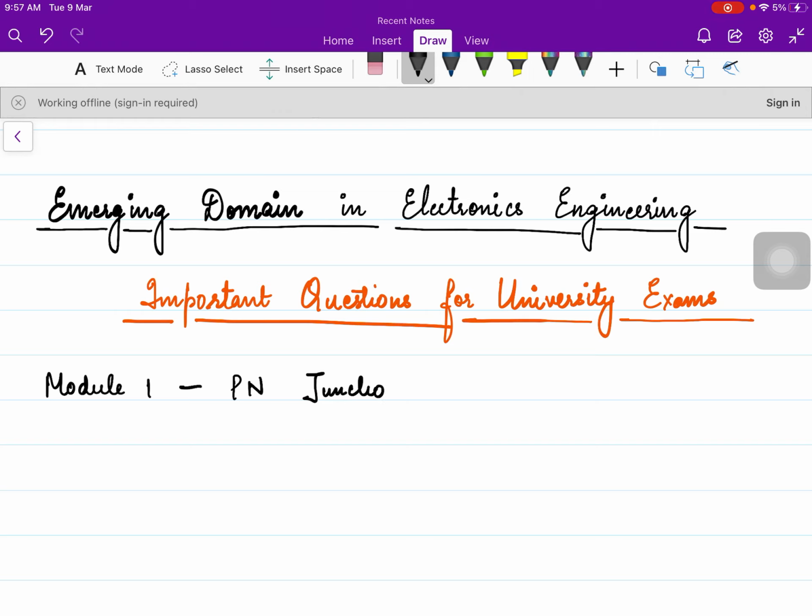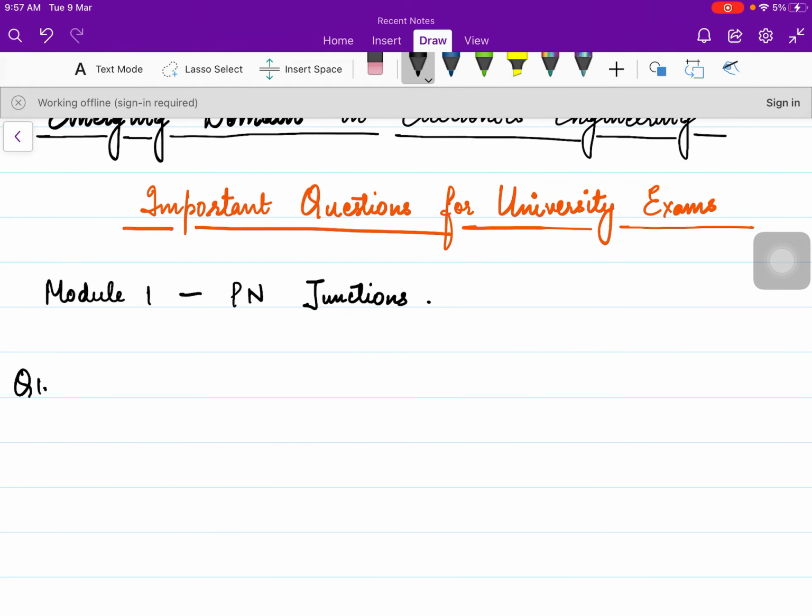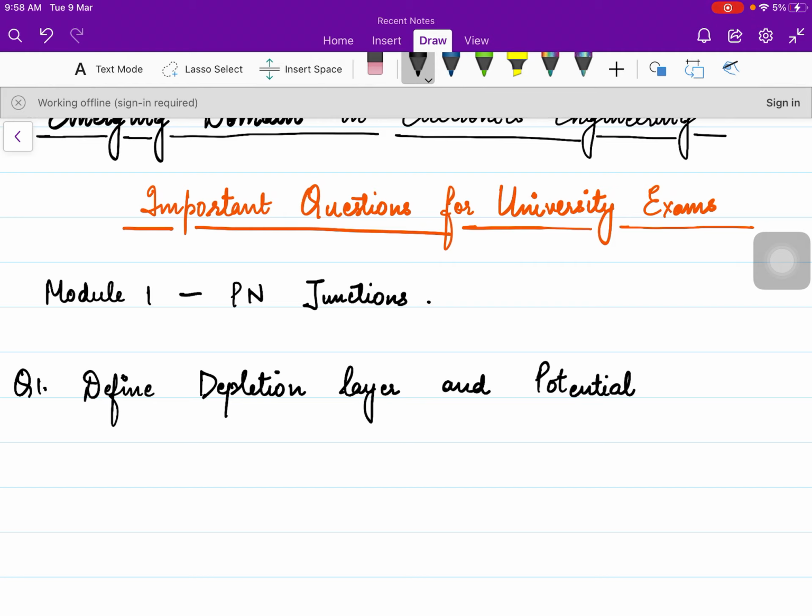PN junction. So the important questions from this unit are, see, first of all, you must know the concept of depletion layer and potential barrier. So you might be asked in the exams, define depletion layer and potential barrier. It might come in 2 marks. So first of all, we must know it.